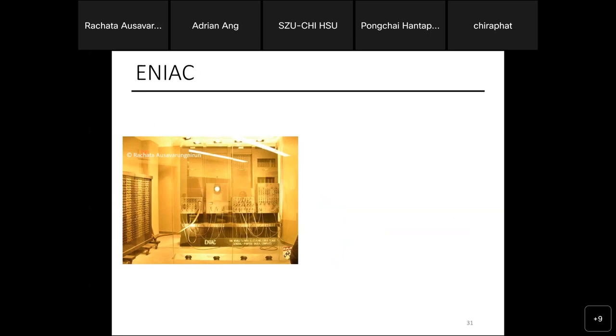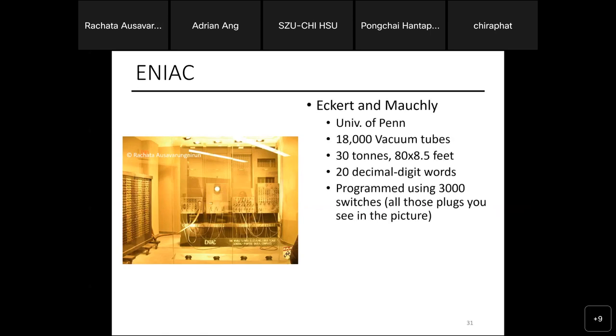Then there's the ENIAC. If you happen to be in Philadelphia, the machine is at the University of Pennsylvania. It's kind of like a museum room. You can go in and take a picture, which is what I did with my friends here. It's designed by Eckert and Mauchly. By now their names have become a top award for computer architecture, to be honest. If you got this award, you are basically recognized for being really, really good at what you're doing. They have 18,000 vacuum tubes, 30 tons, and it's huge. You don't want to move this thing, it's just not really movable. It's programmed using all the switches you saw in the picture.